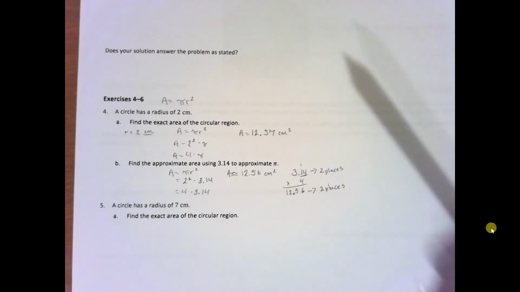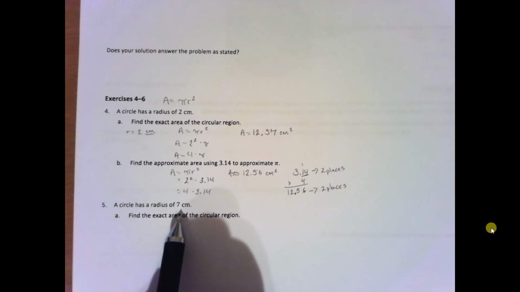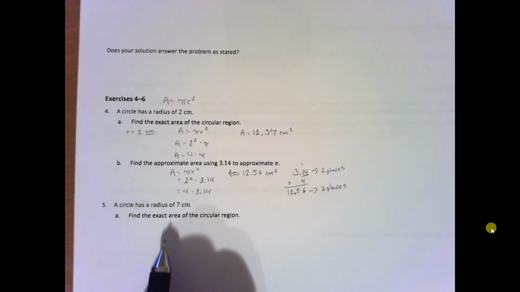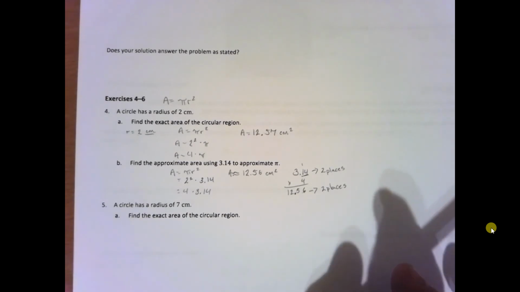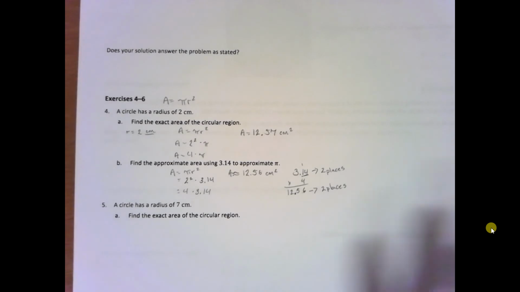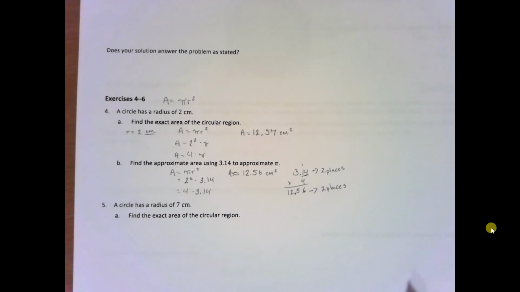Now, look at number 5. The circle has a radius of 7 centimeters. It says find the exact area of the circular region. Now, I can tell you to pause it and work on the problem on your own, but we all know that we're probably not going to pause it. But I'm still going to tell you, I think it's a good idea if you pause right here, work the problem out on your own, and then see if you get the same answer as Mr. Hale does. All right? So again, pause.